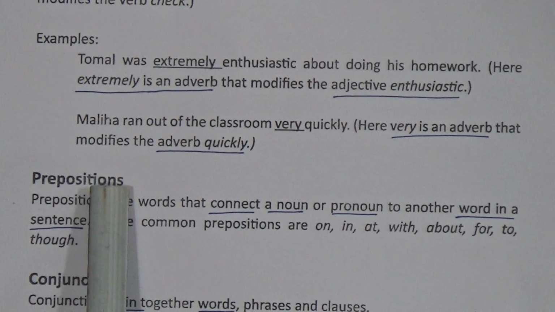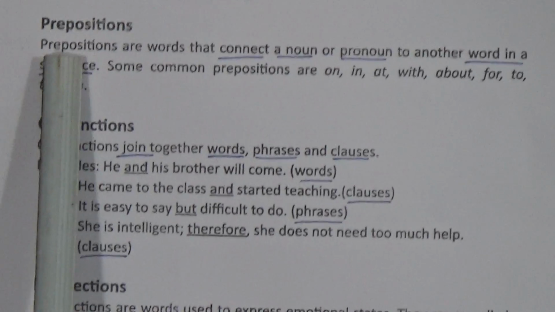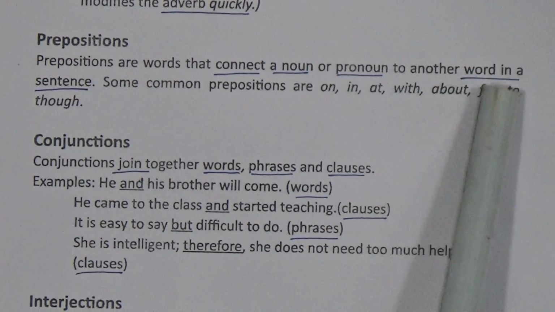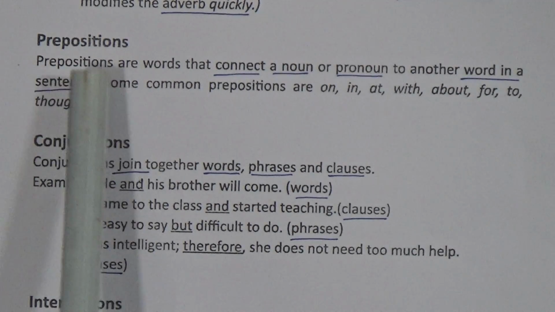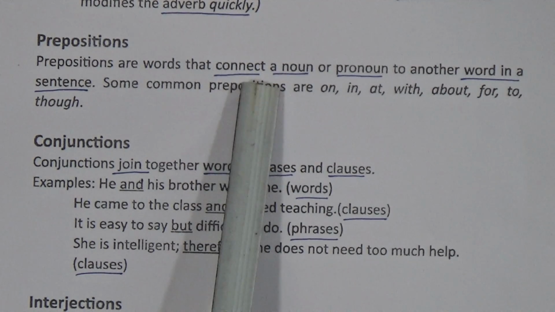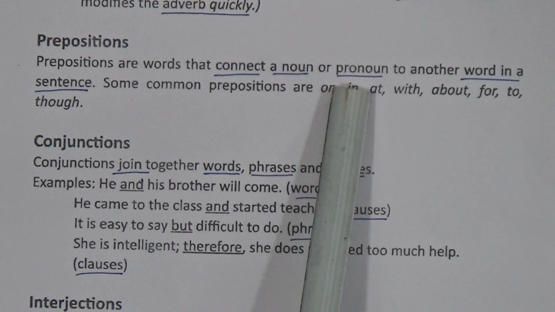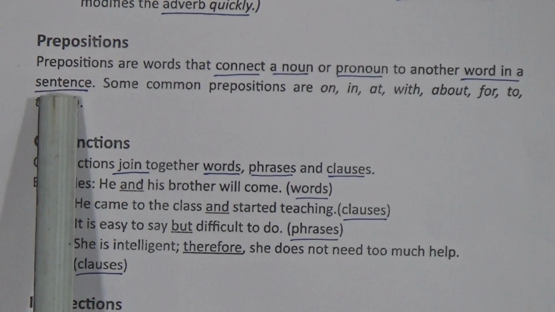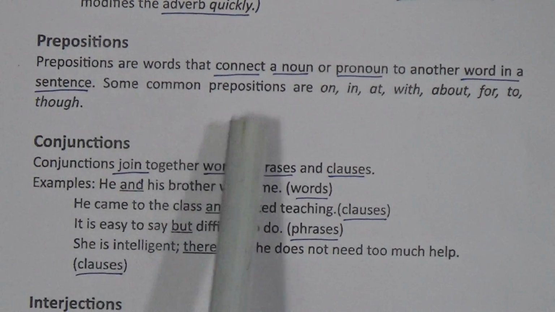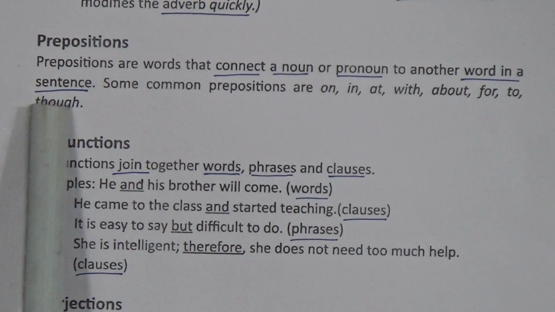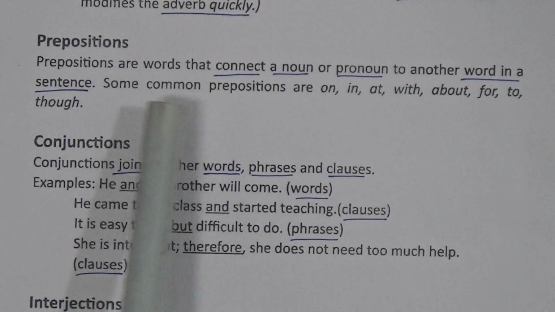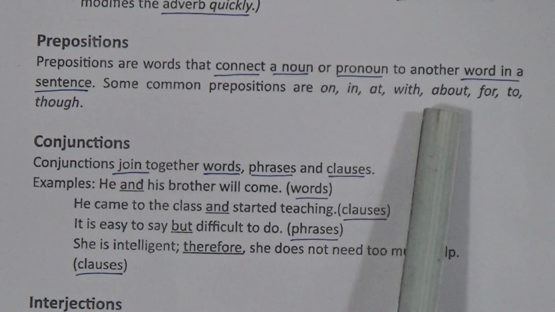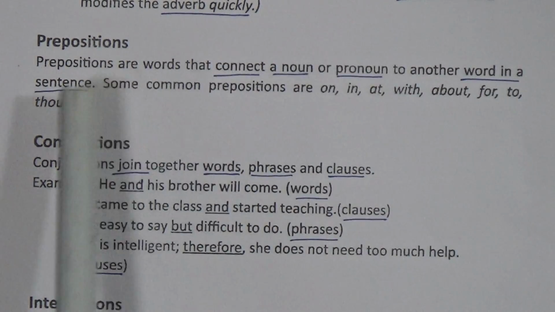Let's look at prepositions next. Prepositions are words that connect a noun or pronoun to another word in a sentence. So the function of a preposition is to connect. What does it connect? A noun or a pronoun? Connect with what? Another word in the sentence. So a preposition shows connection between a noun or a pronoun with the other words in a sentence. Some common prepositions are on, in, at, with, about, for, to, though.